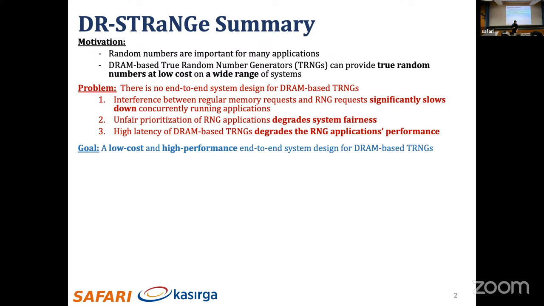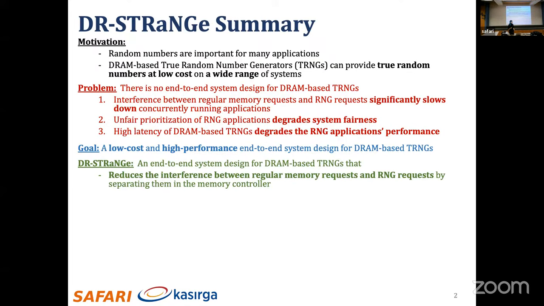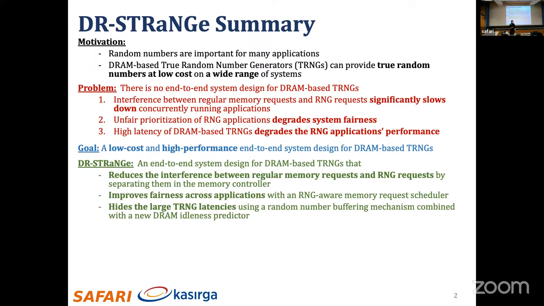significant slowdowns. So our goal in this work is to design an end-to-end system for DRAM-based TRNGs with low cost and high performance. To this end, we propose Dr. Strange, which is an end-to-end system design for DRAM-based TRNGs that reduces the interference between regular memory requests and RNG requests by separating them in the memory controller, improves system fairness with an RNG-aware memory request scheduler, and hides the large TRNG latency using a random number buffering mechanism that uses a new DRAM idleness predictor.